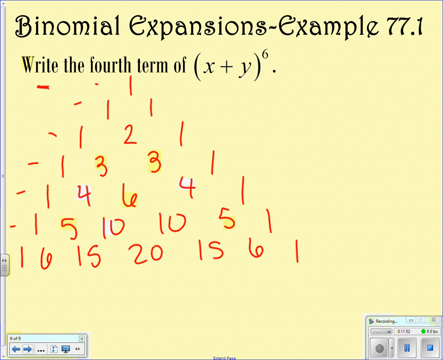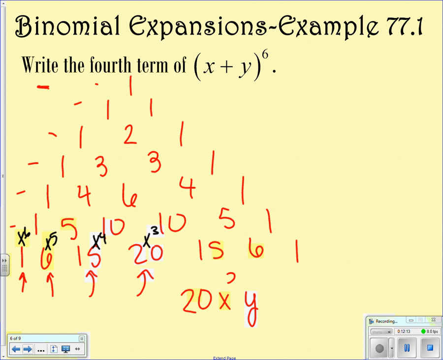And so now we want the 4th term. Well, this is the 1st, the 2nd, the 3rd, and the 4th. So we know that it's going to be 20, and we're going to have an x and a y. On this term, it was x to the 6th, and then x to the 5th, x to the 4th, and so this one is x to the 3rd.